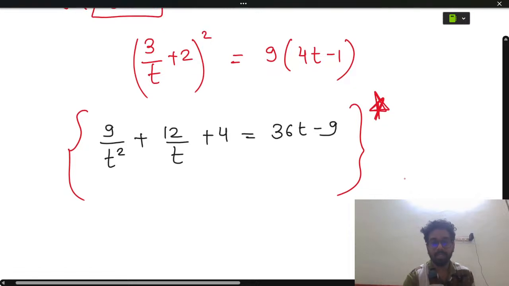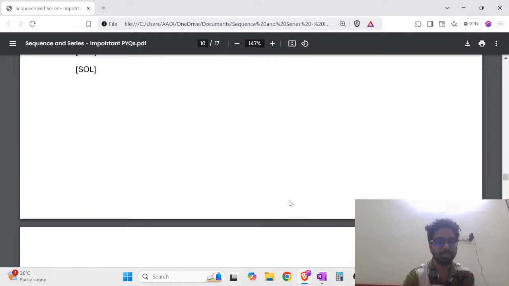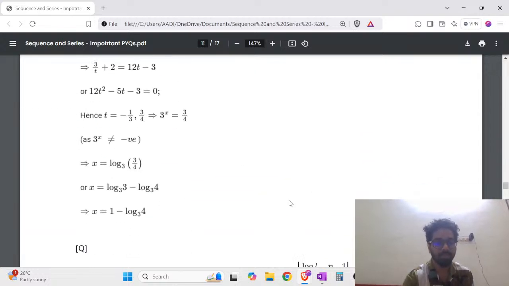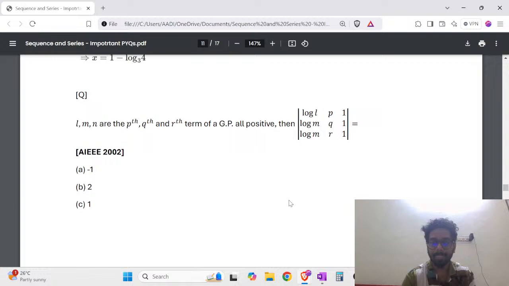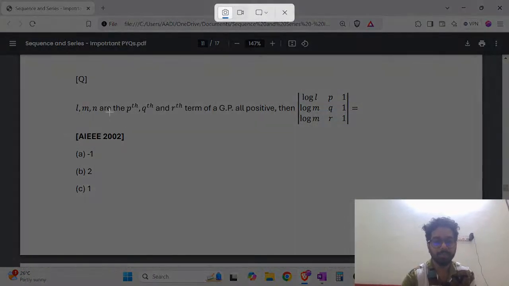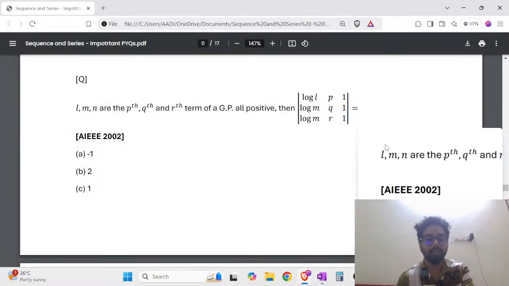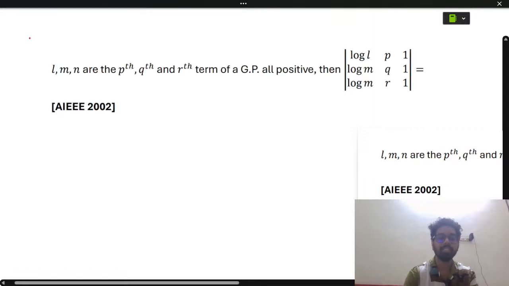Alright, let's go to the next question. This is very easy, guys, you can solve it very easily. Now we are heading towards the next question. Again, this came in the year 2002, and it's a mix-up question with matrices.